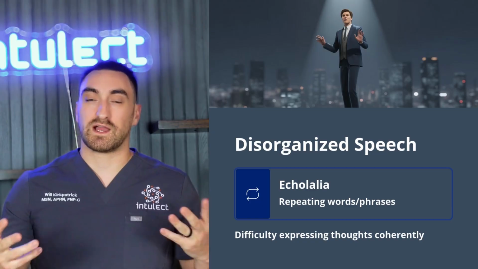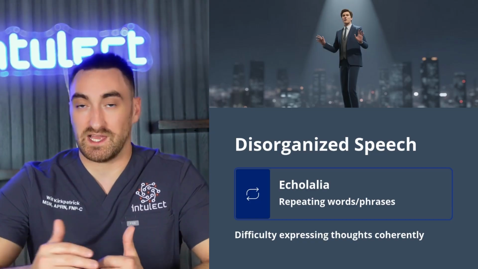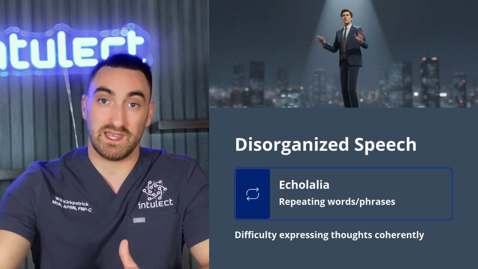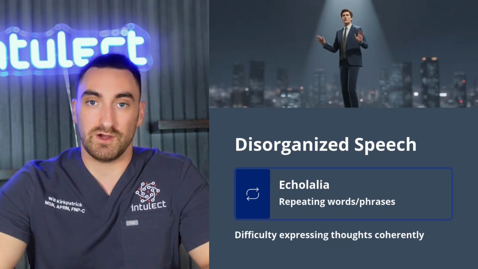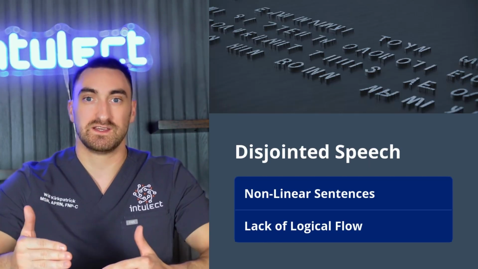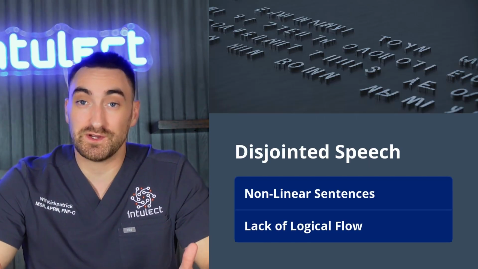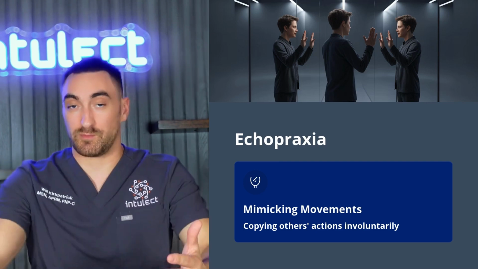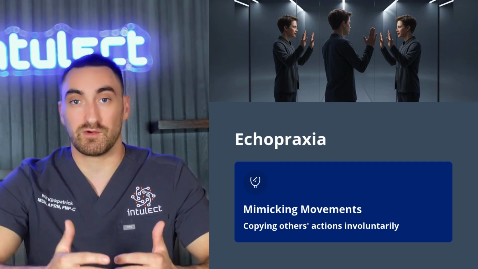Disorganized speech. There are all kinds of different types of disorganized speech, such as echolalia, where they're repeating everything you're saying, or they say things multiple times in a row. They might have disjointed speech, where they're saying a sentence, but it's just not going in the linear direction it usually would. And sometimes they may have something called echopraxia as well. So if you make a movement, they'll copy your movement.